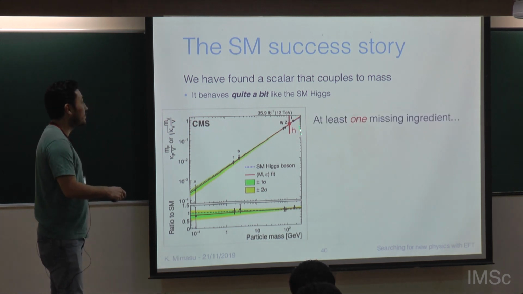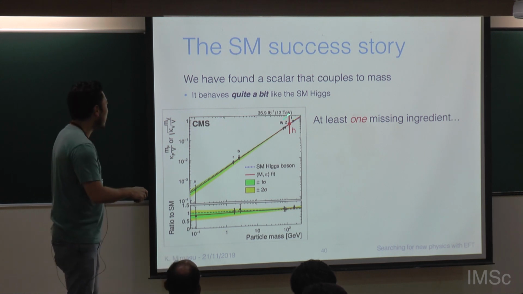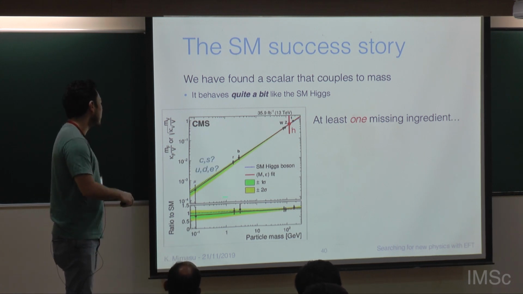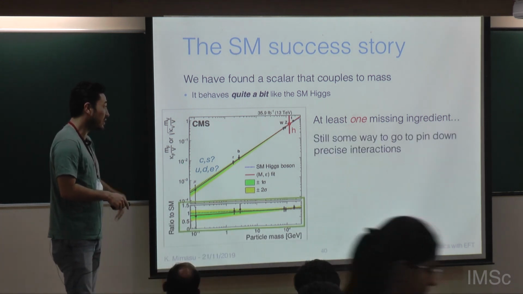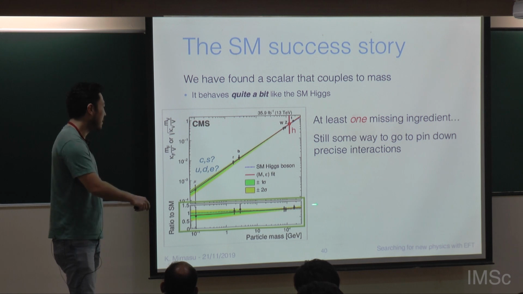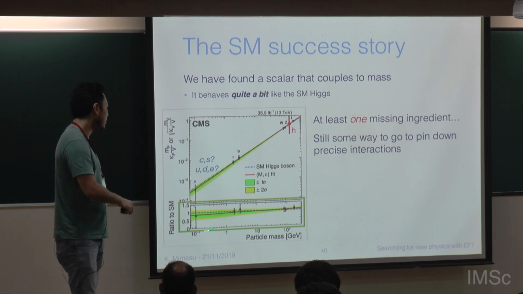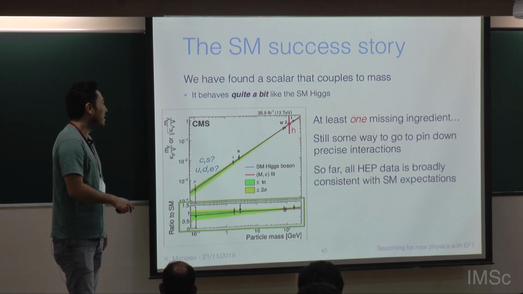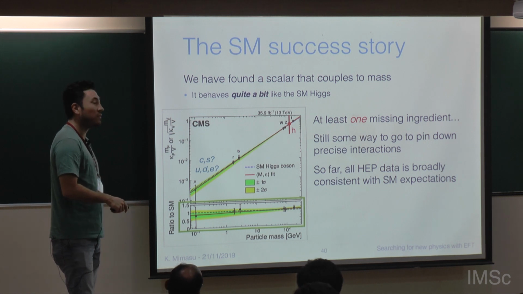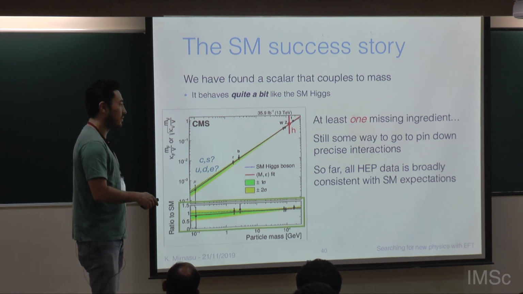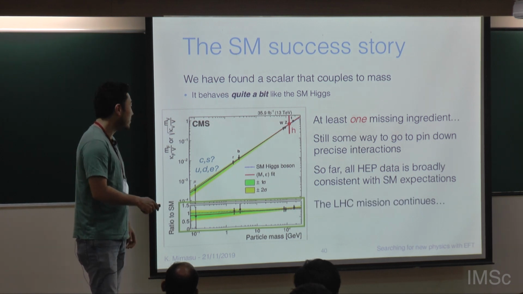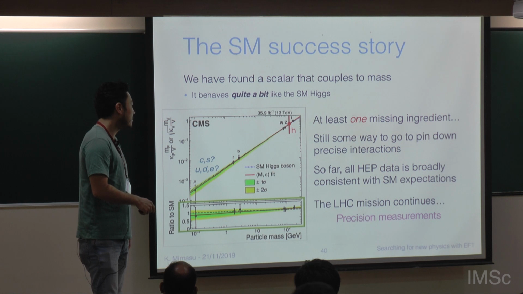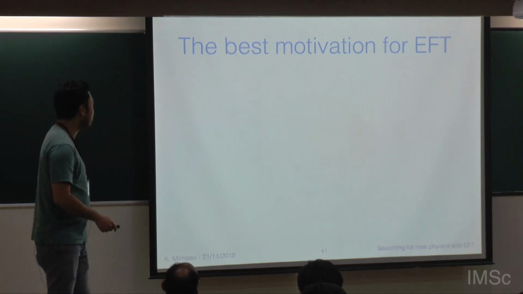And then we know, of course, at least one ingredient is missing, that's for sure, the Higgs coupling to itself, but also many of the light fermion couplings to the Higgs are unknown. So we still have some way to go to pin down these precise interactions. There are quite big error bars. So far, however, all of our data is broadly consistent with the standard model expectations. And so the LHC mission continues, going in the direction of precision measurements, but also new physics searches.